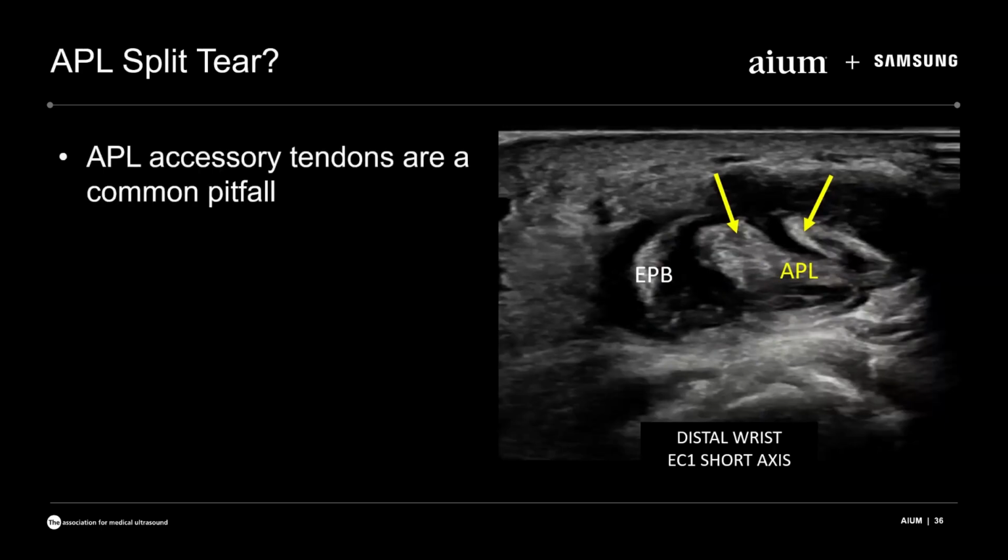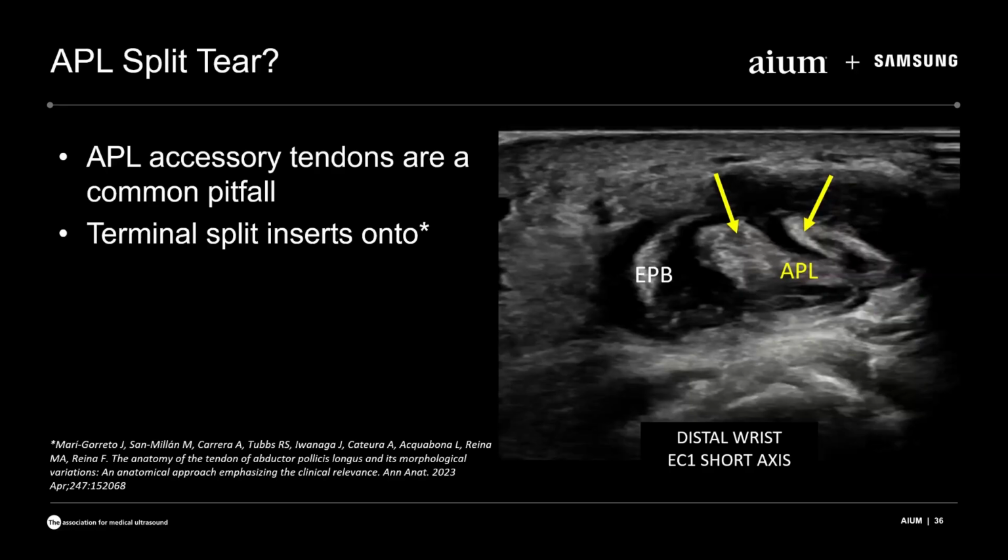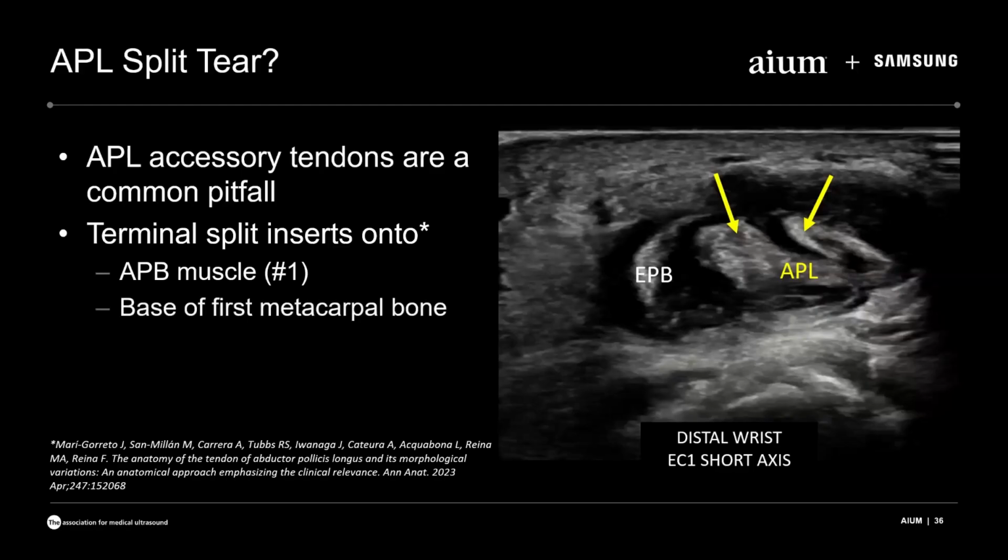Because again, as I mentioned earlier, the APL can very commonly have an accessory tendon. Some of the literature states at least 33%, if not 100% of patients will have some type of accessory APL tendon. And it's been well studied, so that terminal tendon will split and then insert onto the APB muscle, the abductor pollicis brevis. Also, it could insert onto the base of the first metacarpal, the trapezium, or even the opponens pollicis muscle, which is one of the thenar muscles.